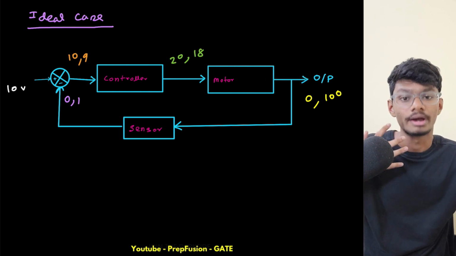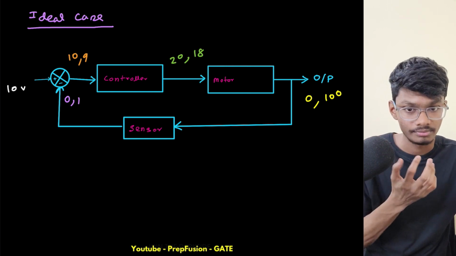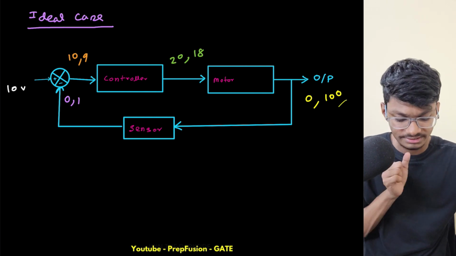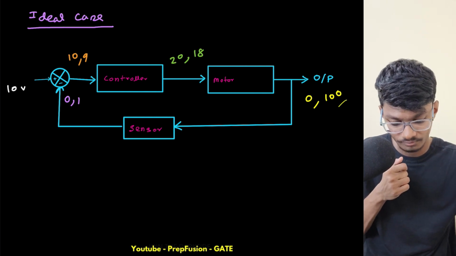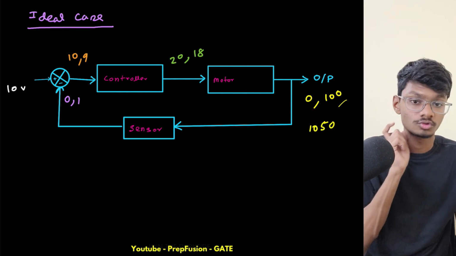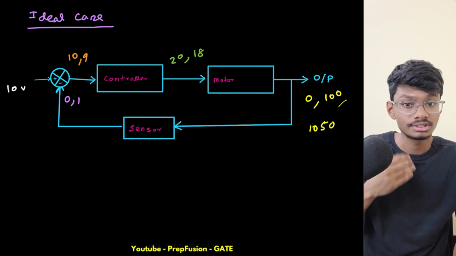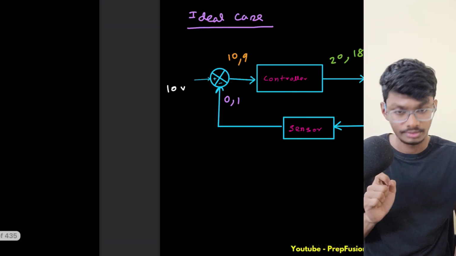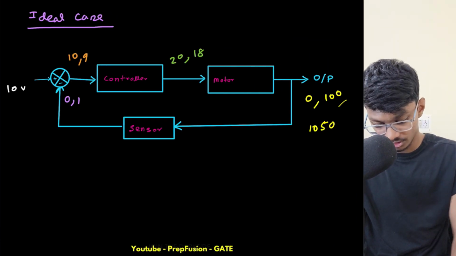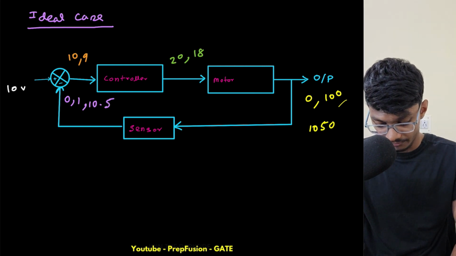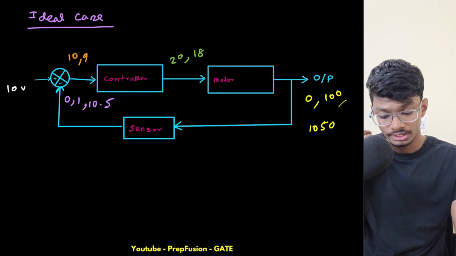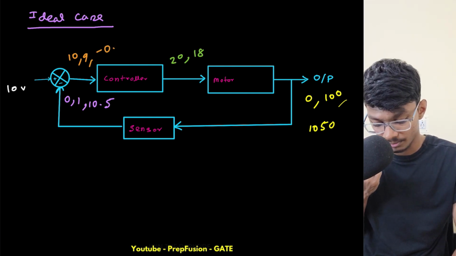But I'm assuming my system is underdamped. If my system is underdamped, then just for a slight second, it may go to speed 1050. That may happen, right? Now if this goes to 1050 rpm, then what will the sensor output give? The sensor output will give 10.5 according to this, right? So here my sensor output is 10.5. Now if my sensor output is 10.5 and the reference input is 10, this becomes negative. Now control input is minus 0.5.